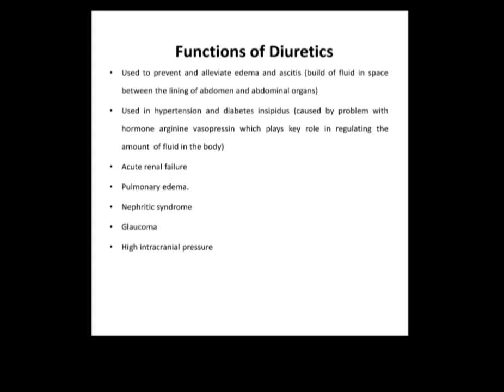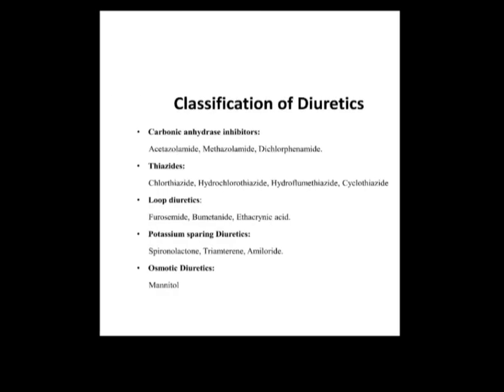The last function is high intracranial pressure. Another topic is the classification of diuretics. These are classified into five. First one is carbonic anhydrase inhibitors. Examples of drugs are acetazolamide, methazolamide, diclofenamide. Second one is thiazides. Thiazide drugs are chlorothiazide, hydrochlorothiazide, hydroflumethiazide, cyclothiazide.